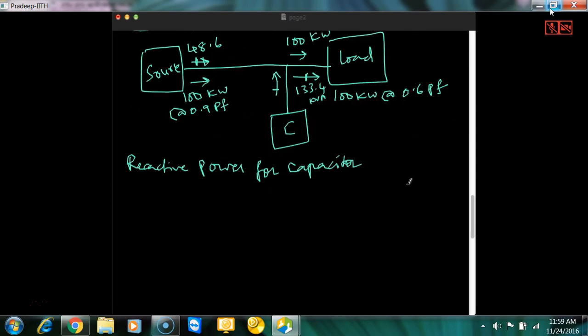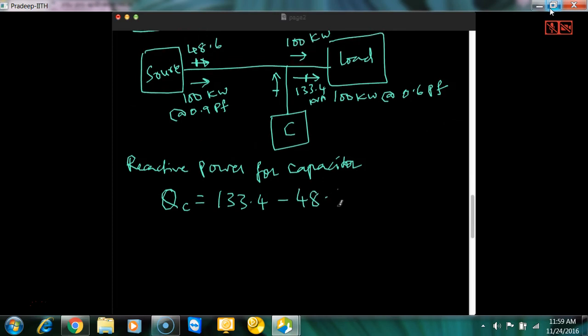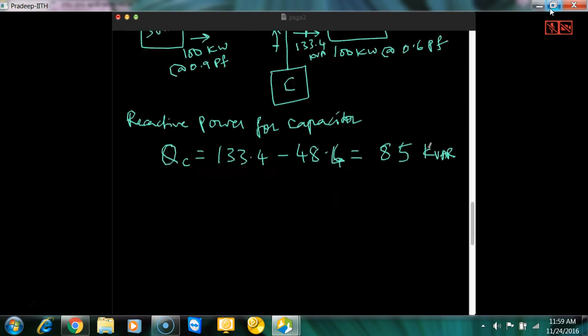So let's do that. QC is equal to the total reactive power, 133.4, minus the reactive power coming from the supply, 48.4, sorry. So this difference will be how much? 133.4 minus 48.4 is 85 kVAR. So 85 kVAR of reactive power is being supplied from the capacitor.